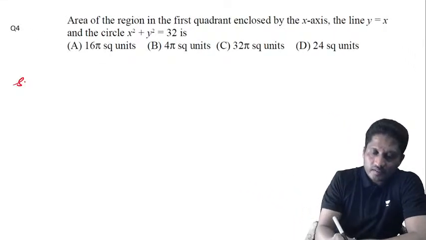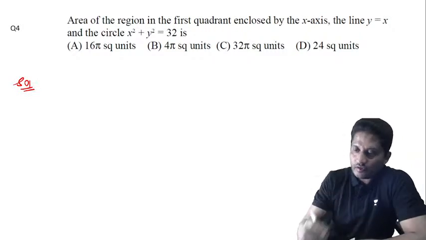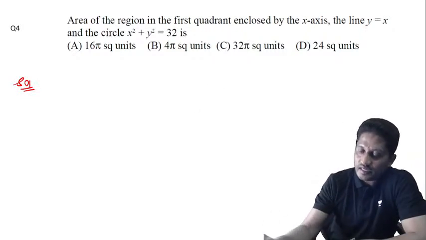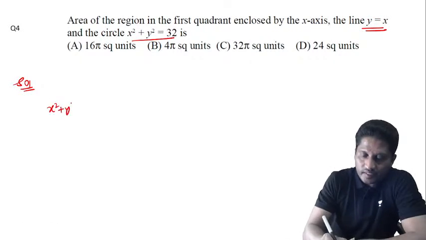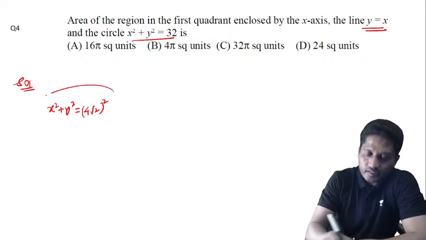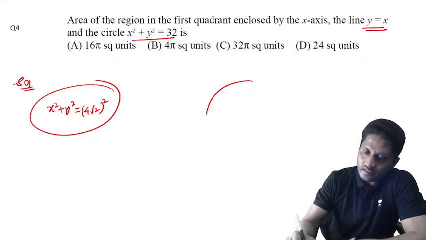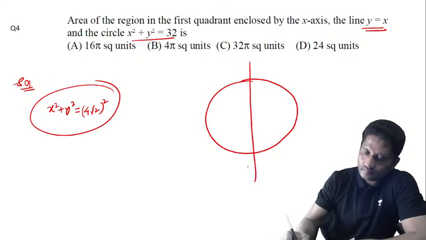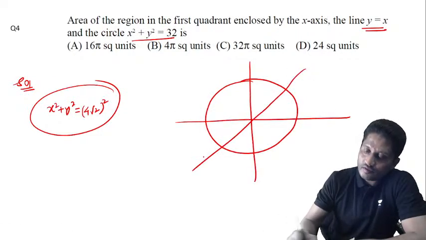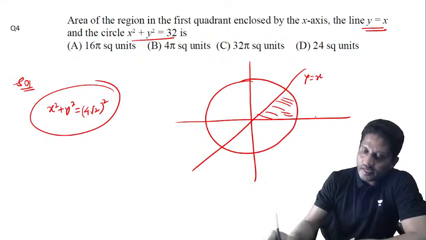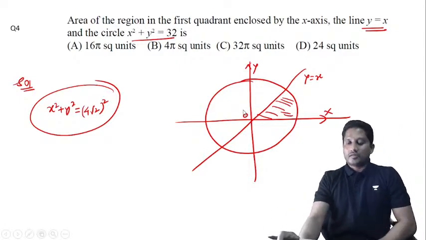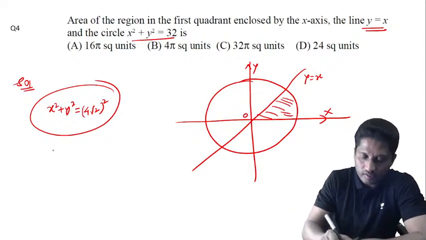Okay, now listen. Area in the first quadrant enclosed by x-axis and the line y equal to mx and the circle x square plus y square is equal to 4 root 2 the whole square. 4 root 2 the whole square is 32. So you get a circle and then this is line y is equal to x. This area I'm supposed to find out. Y equal to x will bisect the first quadrant. Alright, now area of the circle in the first quadrant.